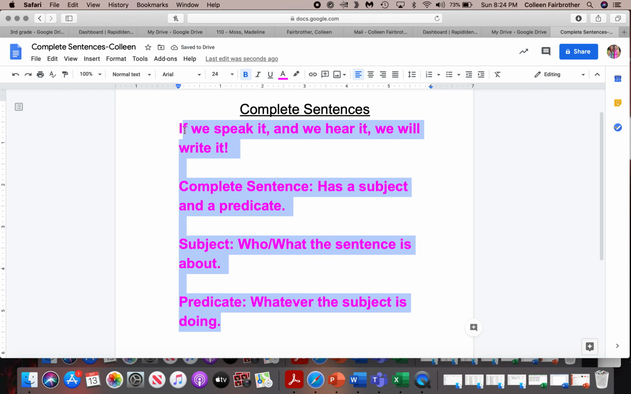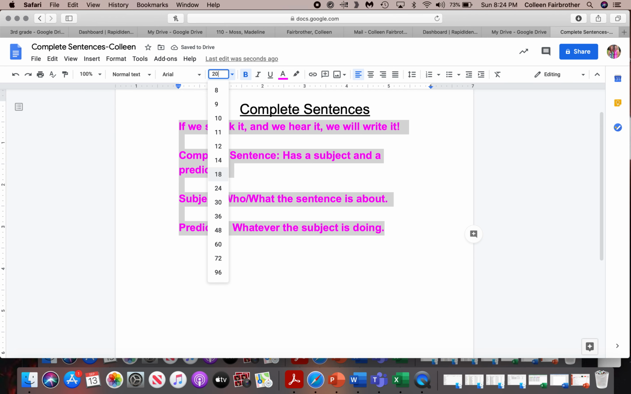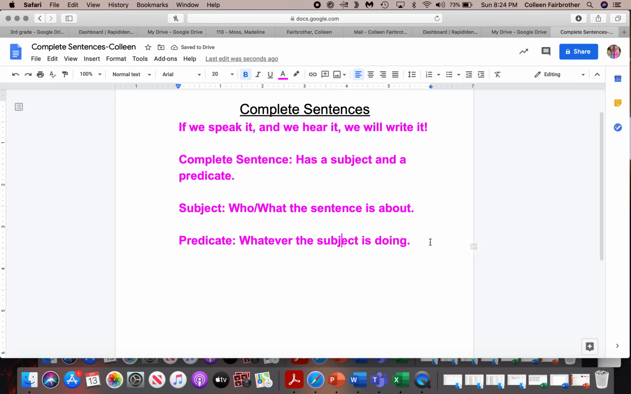So let me make this just a little bit smaller. A little bit bigger. Okay. We speak it here, we'll write it. Complete sentence, subject, here's the definition, predicate, whatever the subject is doing. So for instance, Colleen loves to walk her dog Maggie. Period.